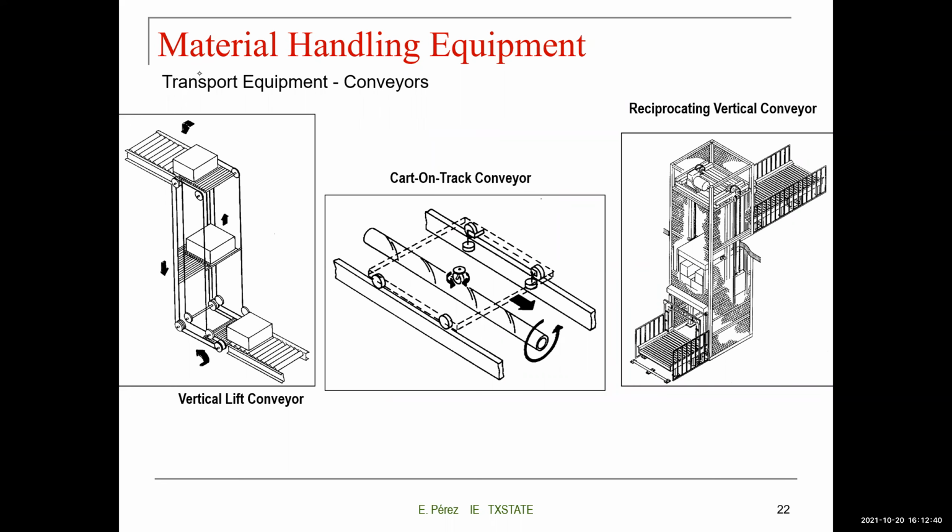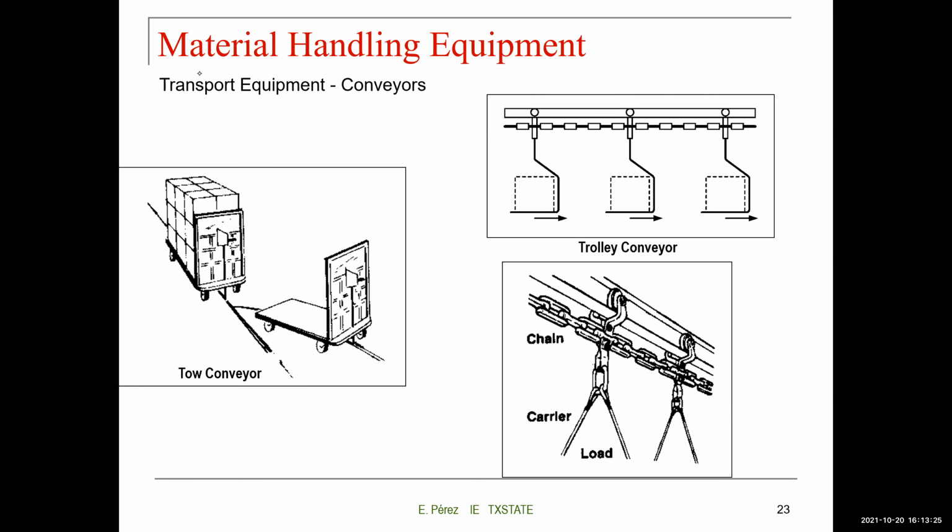Transport equipment, vertical lift conveyors. This one has a specific space, so you can only move, for example, here, a single unit. Basically, keep the rate of flow between these two areas, so you always know that you will get one package at a time. And then the cart on track conveyor, and this gives you some flexibility in terms of movement. It's the same thing here. This is common, let's say, in warehouses in which you have to store materials frequently.